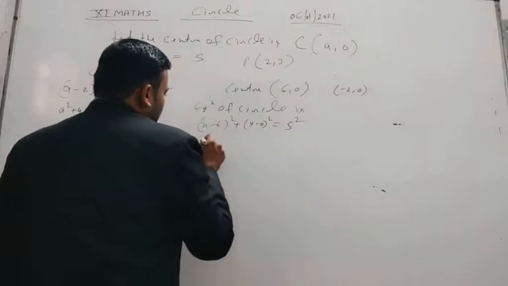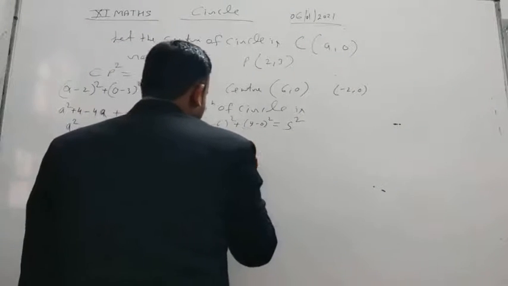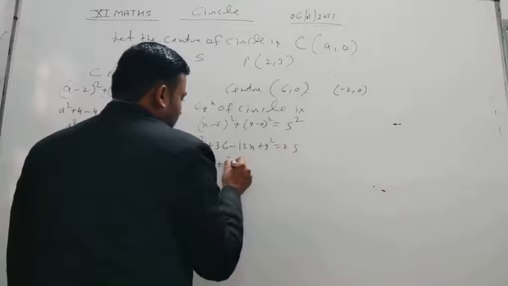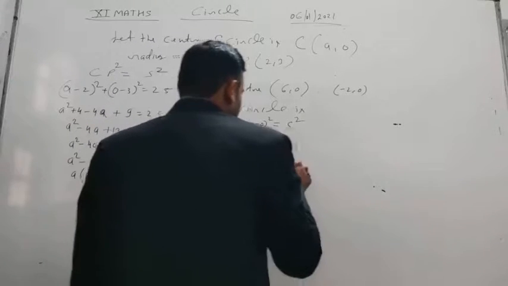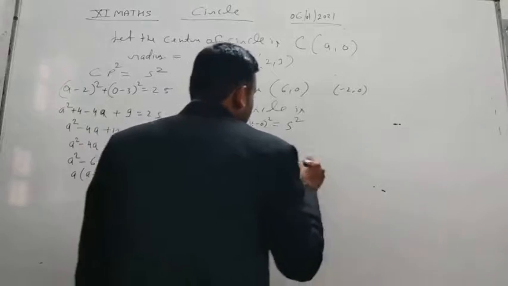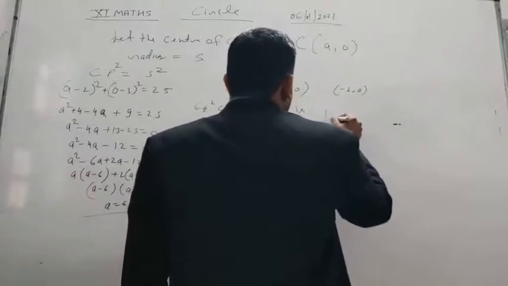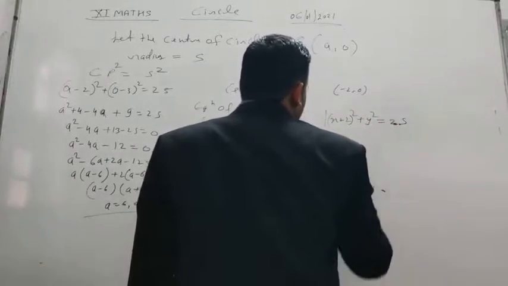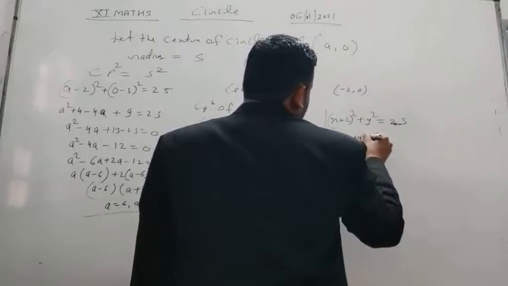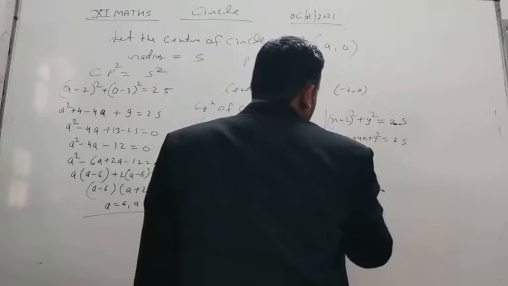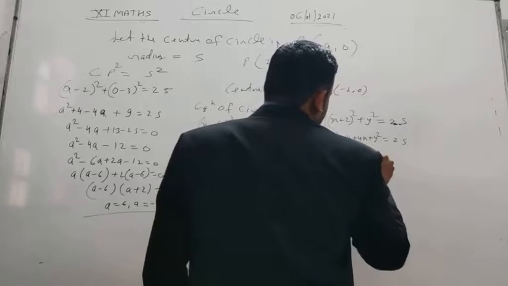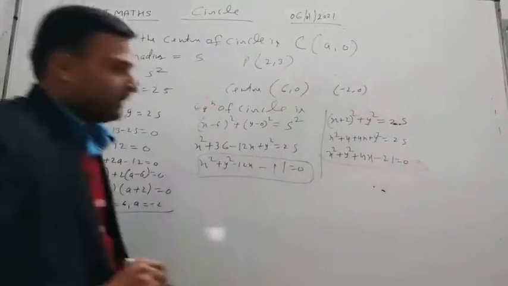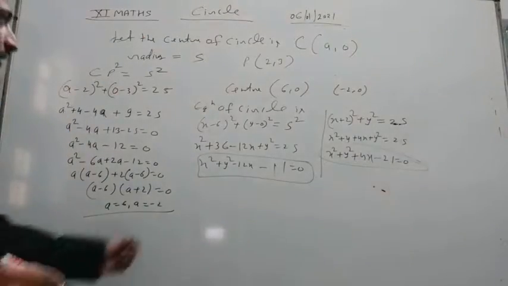Now expand this. x square plus 36 minus 12x plus y square is equal to 25. So x square plus y square minus 12x plus 11 is equal to 0. This is the first equation of the circle, and the second is (x plus 2) whole square plus y square is equal to r square. So x square plus 4 plus 4x plus y square is equal to 25. So x square plus y square plus 4x minus 21 is 0. So these are the two equations of the circle which we had to find out.